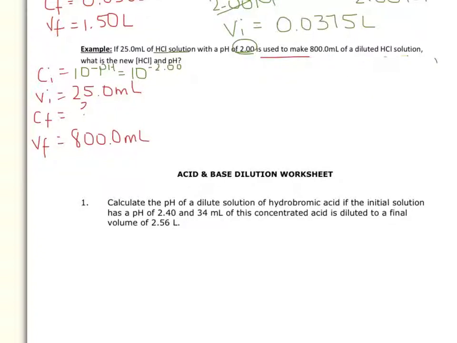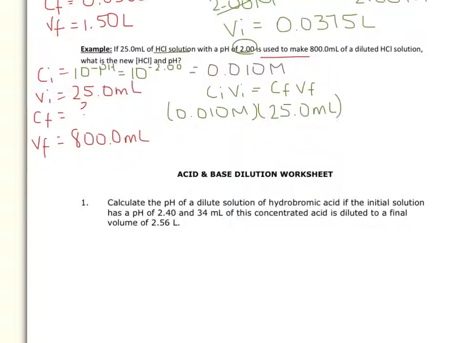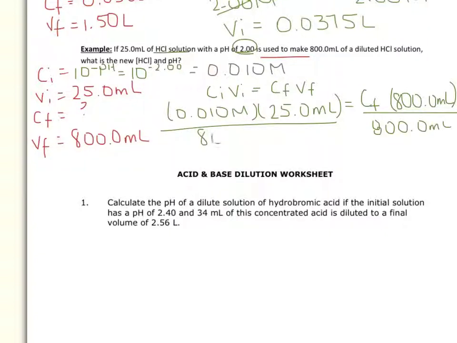Remember your rules for significant figures. We have 2 decimal places, so we'll need 2 significant figures. So this would be 0.010 molar. Now we can use the formula CiVi equals CFVF to solve for the new concentration. 0.010 molar times 25 milliliters equals CF times 800 milliliters. Notice that both volumes are in milliliters, so we don't need to convert it to liters. If you do, that's okay though.